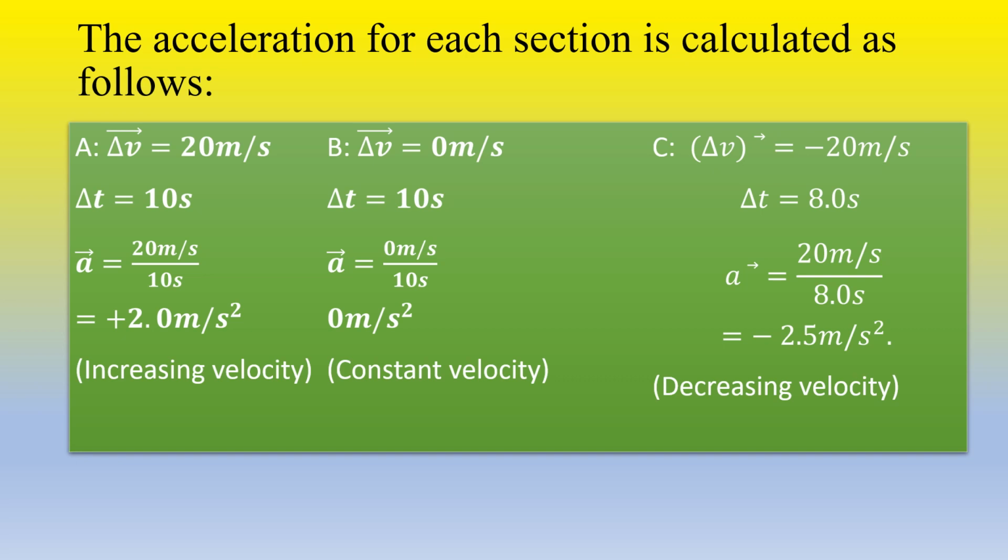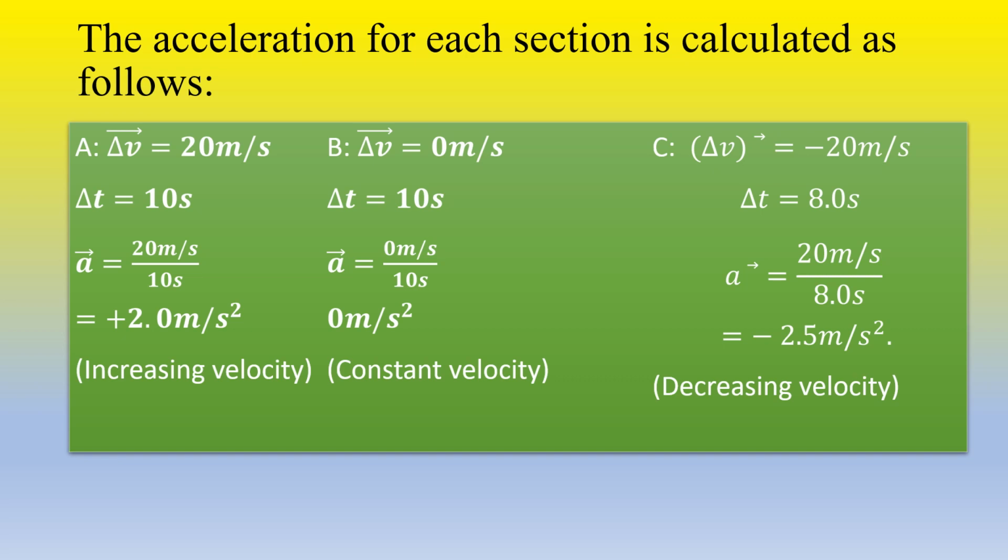Increasing velocity. B. Here the change in velocity equals 0 meters per second. Change in time equals 10 seconds. Acceleration equals 0 meters per second over 10 seconds equals 0 meters per second squared. Constant velocity. C. Change in velocity equals minus 20 meters per second. Change in time equals 8.0 seconds. Acceleration equals minus 20 meters per second over 8.0 seconds equals minus 2.5 meters per second squared.